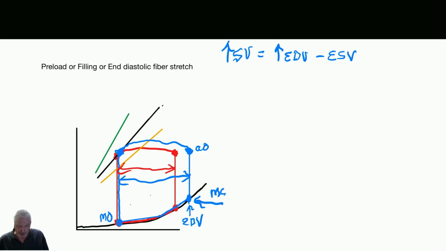And for those of you who remember, or all of you should remember, that's Starling's law of the heart. So Starling's law of the heart is that an increase in preload gives us an increase in stroke volume. And the pressure volume loops show us why that's so. Now we have one more thing to talk about, and that's changes in afterload.